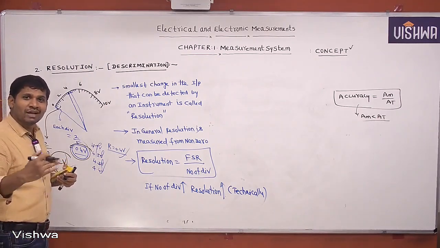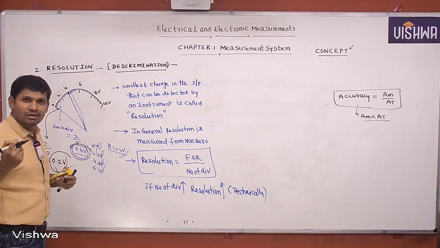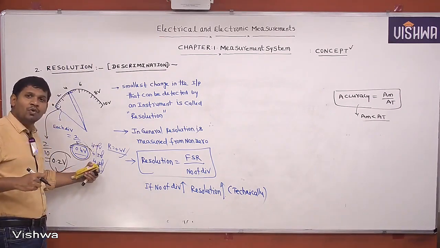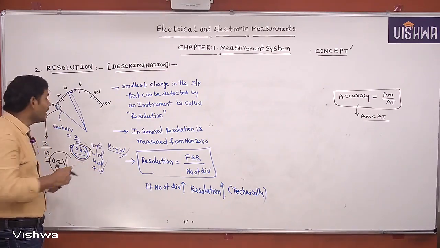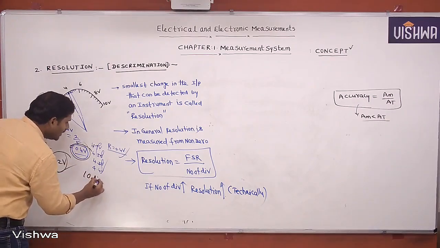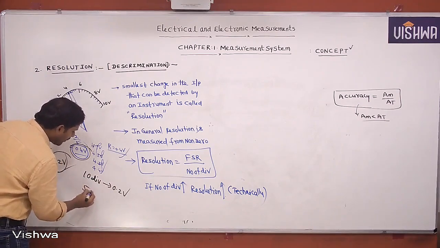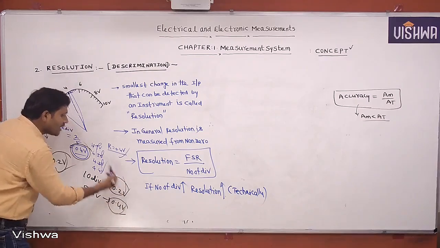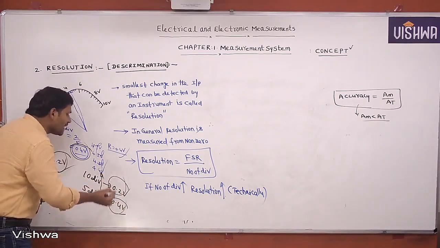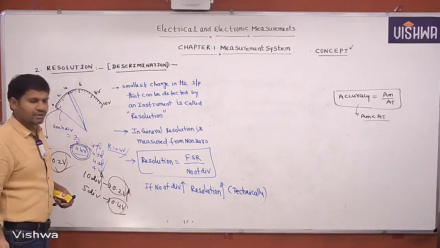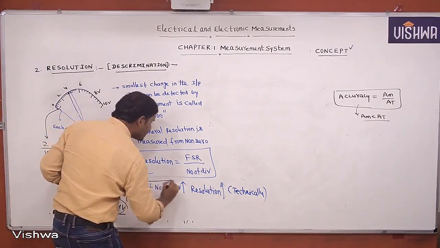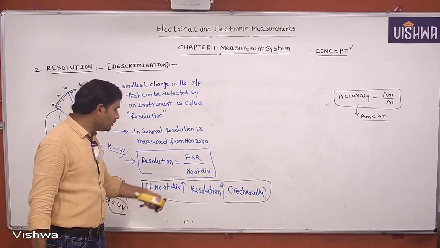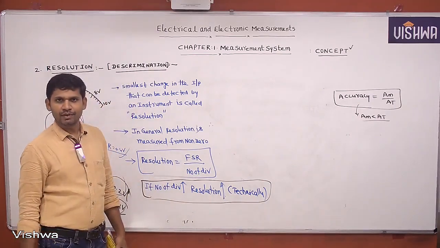Smallest change in the input that can be detected by an instrument is called resolution. Small value is considered a high resolution. That's why 0.2 volts is high resolution, 0.4 volts is less resolution, if you compare these two. For 10 divisions I am getting 0.2 volts resolution, for 5 divisions I am getting 0.4. 0.2 is high resolution as compared to 0.4. That's why if number of divisions increases, resolution also increases, not according to mathematics but technically. Point to remember. Clear? Okay.